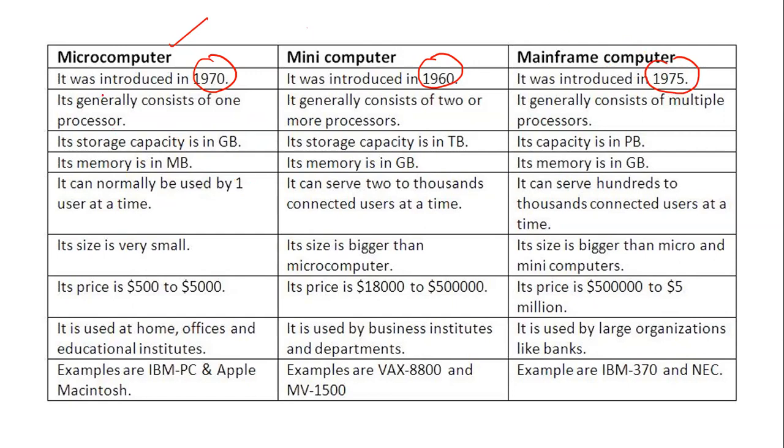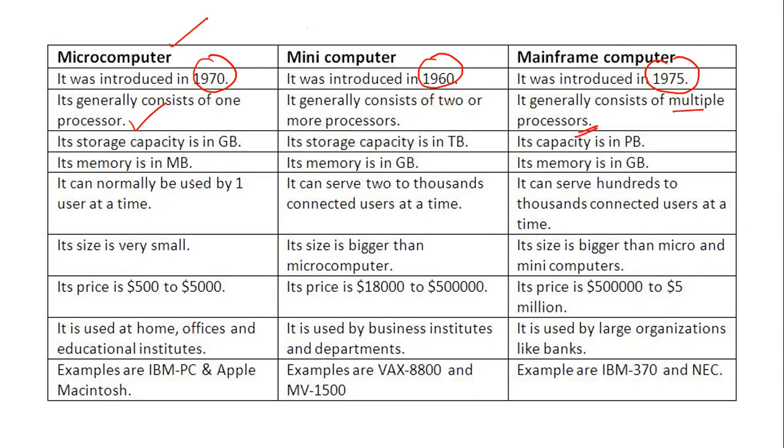Microcomputers consist of one processor. Whereas in mini computers, you have 2 or more processors. And mainframe computers consist of multiple processors. So keep this in mind: micro consists of one, mini consists of 2 or more processors, whereas your mainframe computer consists of multiple processors.